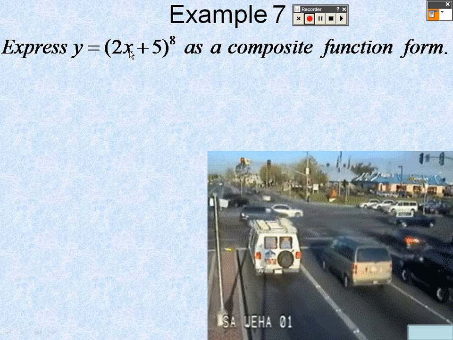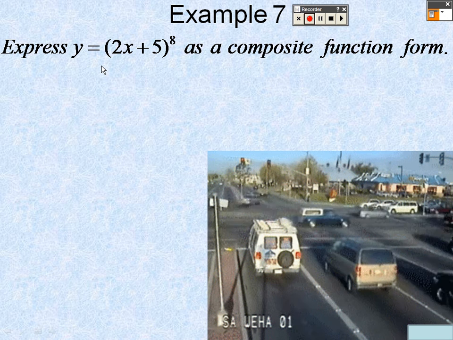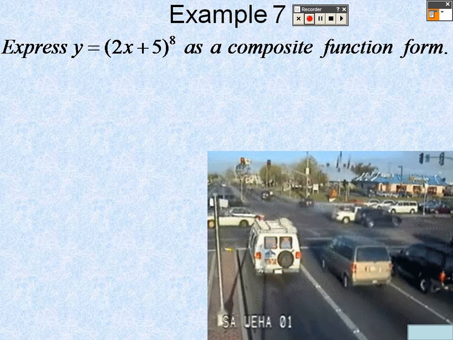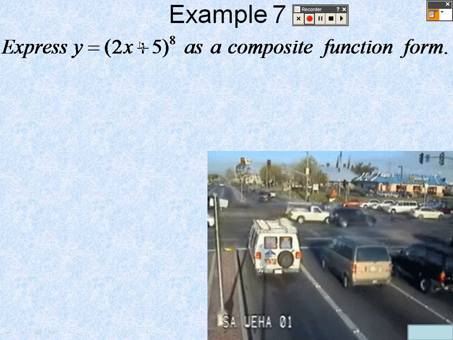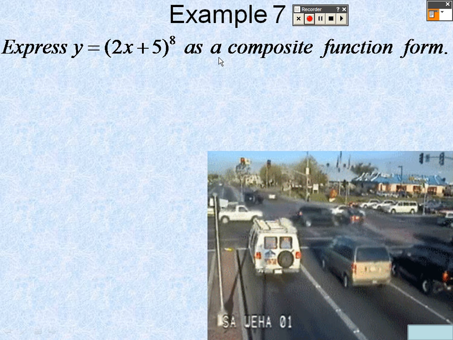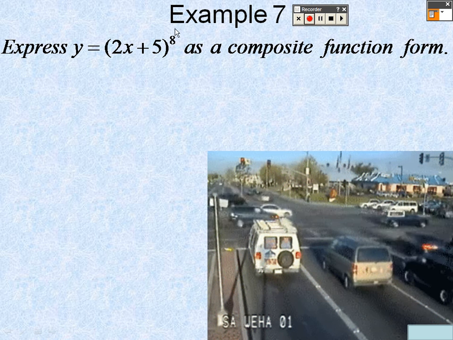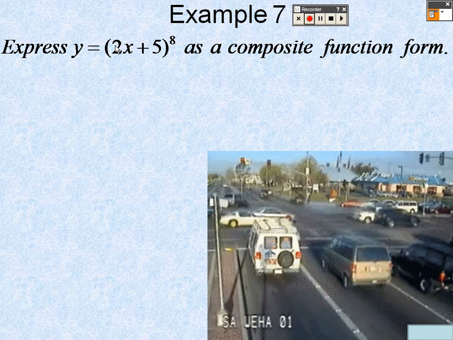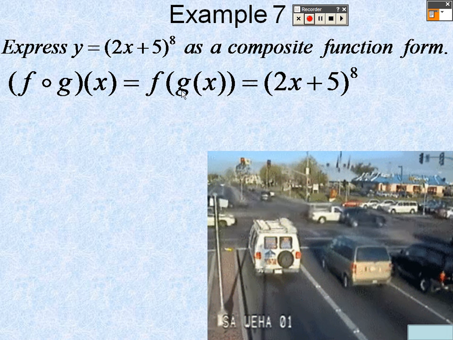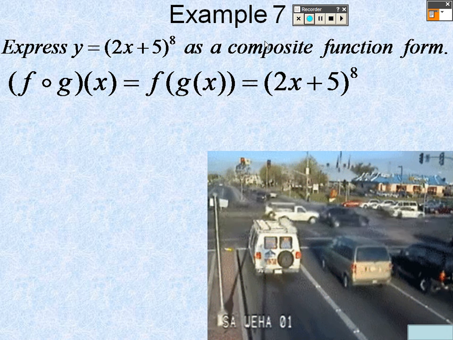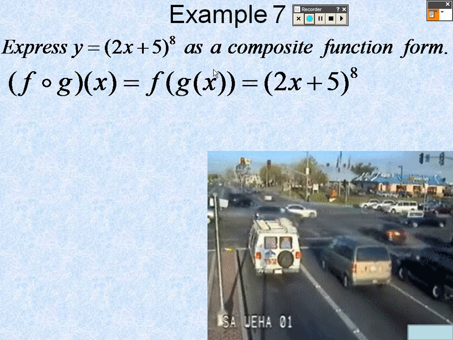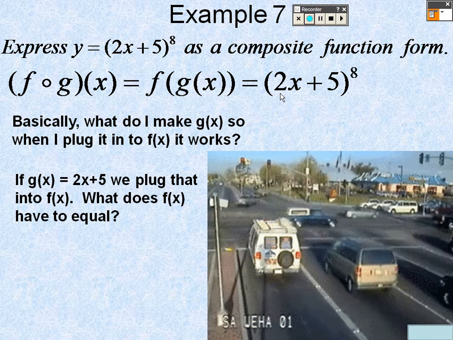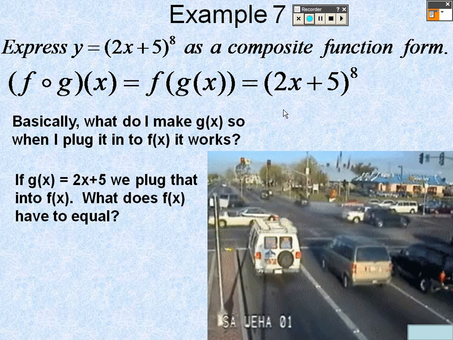The hint is when you see parentheses, because this is hard for some people to grasp. When you see parentheses, normally look what's inside the parentheses. Whatever's inside the parentheses is your g of x, because that's what you plug in first, and what's on the outside is your f of x. So what you plugged in is g of x. This is what you plugged in, right? Because g of x is on the inside, so I plugged in 2x plus 5. So that would tell me that g of x is probably 2x plus 5.